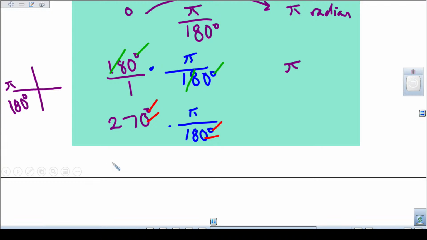Somebody's asking, will it always be 180? Yes, it's always 180. Yes, Gavin, very true. Pi over 180. Yep, that's very true. No decimal. Yeah, exactly. I need it in a fraction.